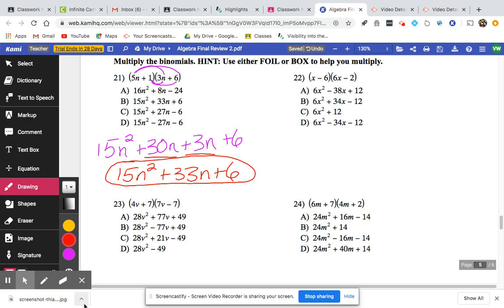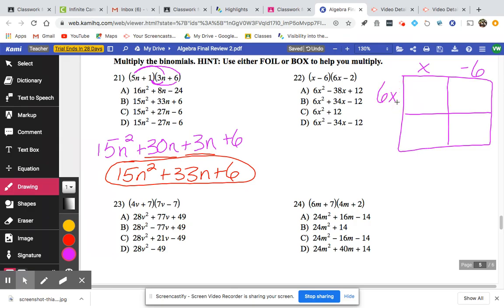This time I'm going to do the box method, because I know some of you do the box method, which is totally fine. So I'm going to draw me a little box right here. So I'm going to put an x here and a negative 6. There we go. Basically, my top or my left parentheses goes on top. My right parentheses goes on the left. I know it's a little confusing, but that's the way we do it. 6x and negative 2.